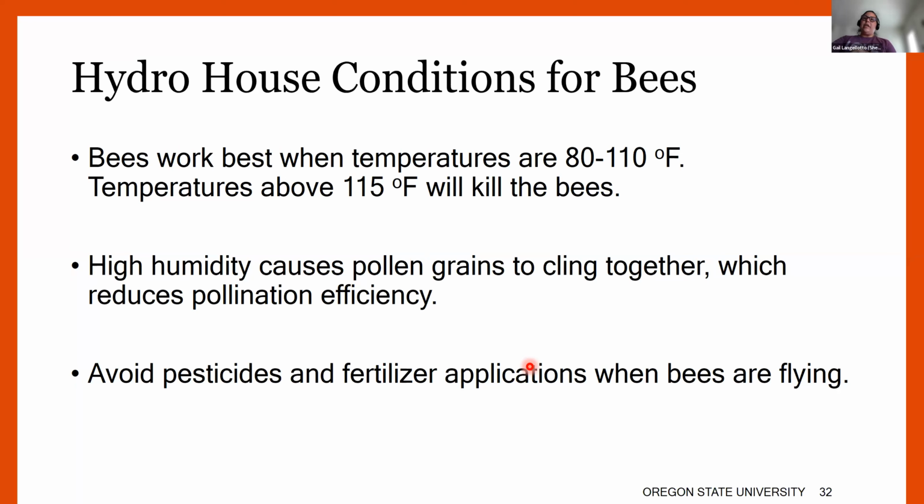I mentioned before that if you're able to keep humidity low, that'll be great for efficient pollination. High humidity causes pollen grains to cling together, which is going to reduce pollination efficiency. And you should plan your pest control program around when you are using bees for pollination services within a greenhouse. The use of pesticides, including insecticides, but also fungicides, can be harmful for bees. Fertilizer applications may also influence their behavior.